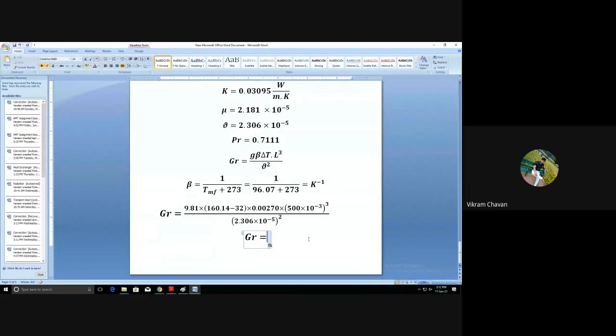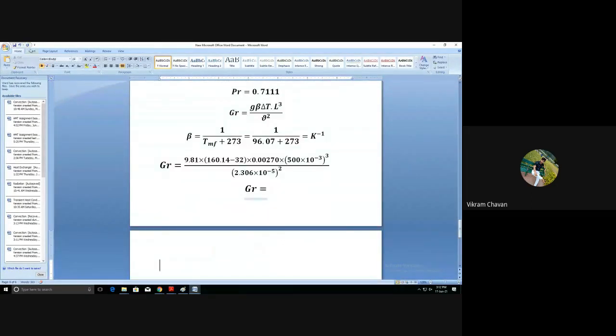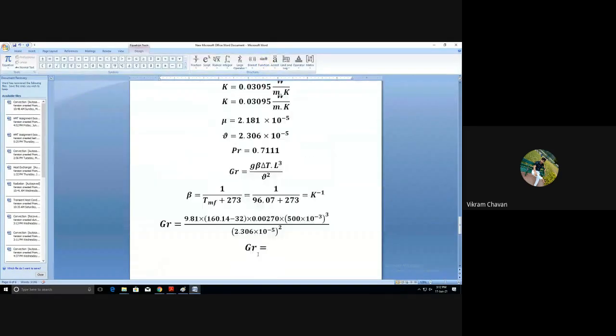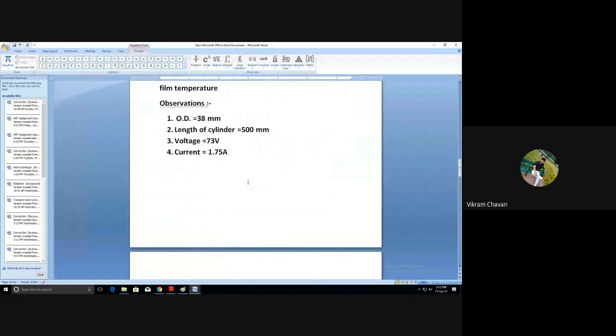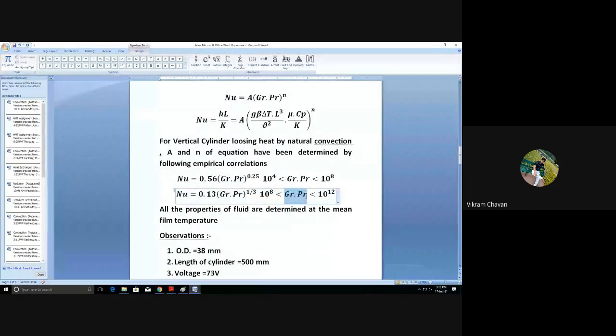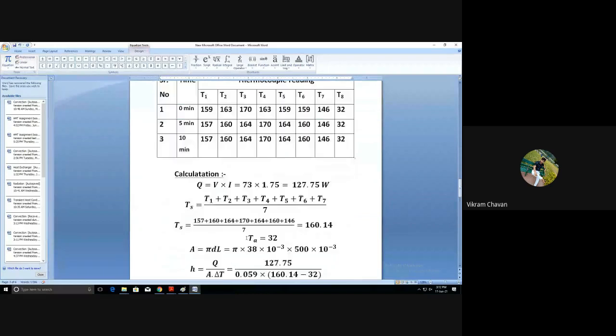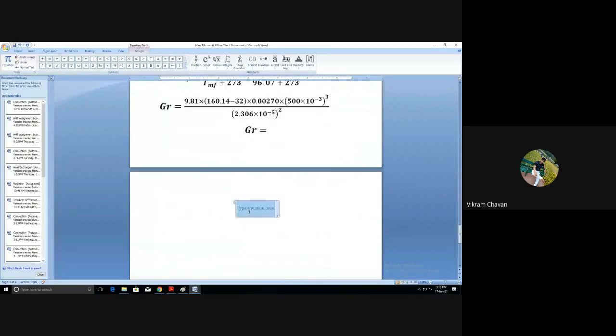Once you get the Grashoff's number value, then you have to take the product of Grashoff's number and Prandtl number, so Gr multiplied by Pr. And then we have to compare for this particular condition. One of the students has put up the Grashoff's number value, 797.82. Yasar, this is the Grashoff's number value, no? Yes, sir.